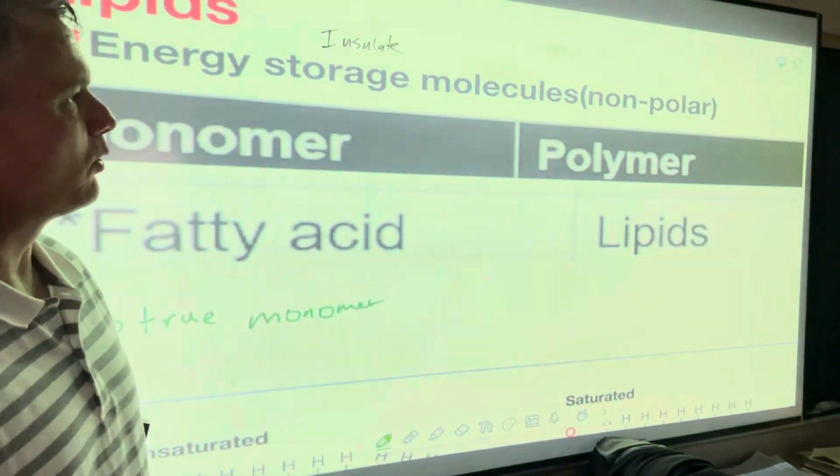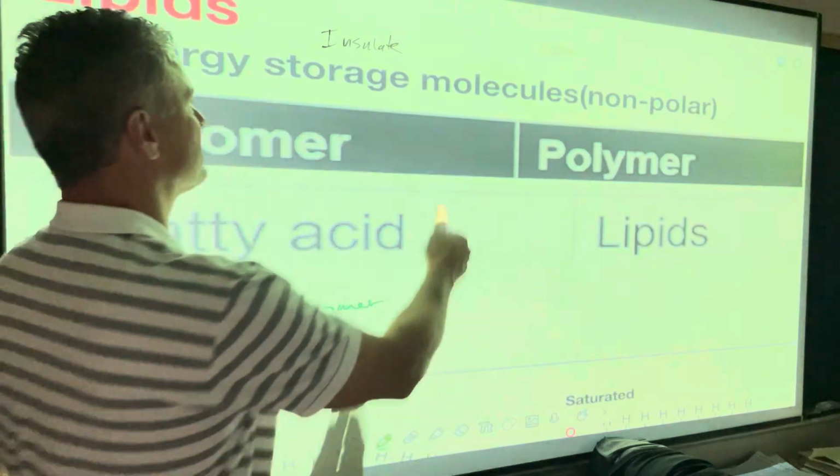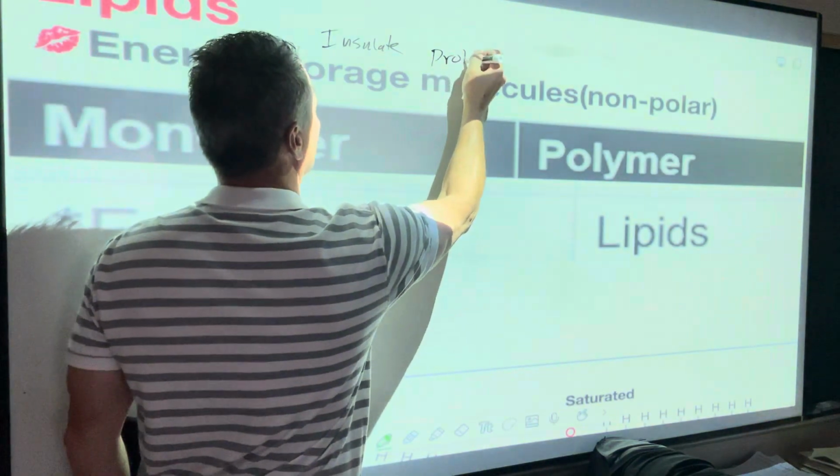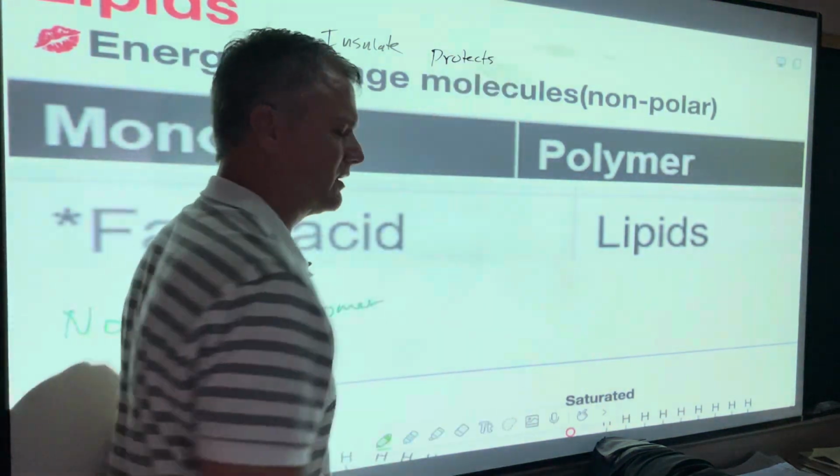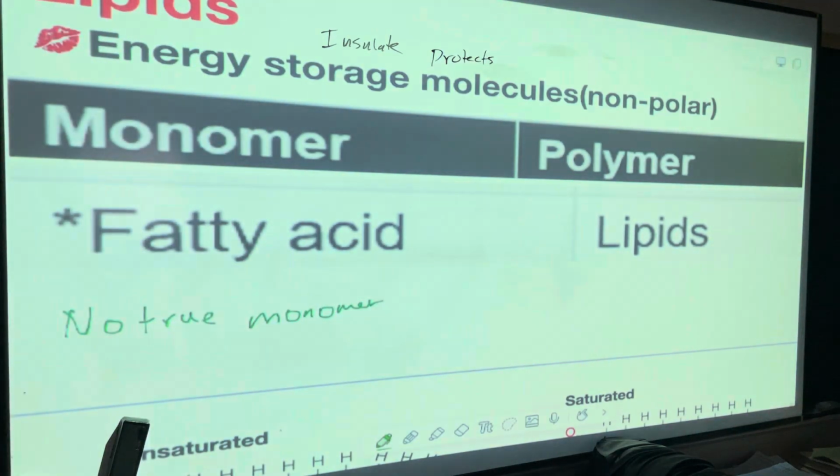It's not polar. Okay, lipids insulate and they also protect. If you've got a thick layer of fat on you and somebody hits you like a grizzly bear, you're not going to hurt that grizzly bear. Right?